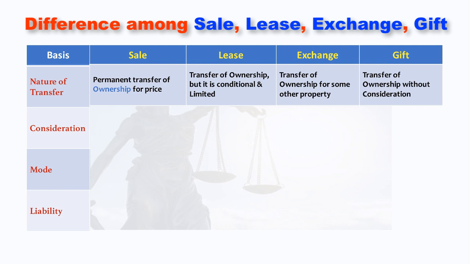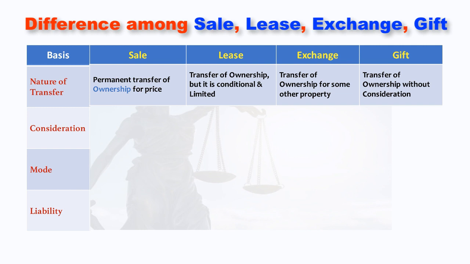In exchange, there is transfer of ownership for some other property, meaning you give something and you receive something. As such, there is no money involved. We have discussed that. And lastly, the gift. In gift, ownership is transferred without any consideration. So it is done with free consent that you are giving something to someone. So that is based on the nature of transfer.